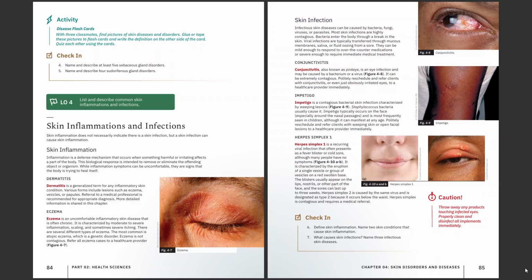Check in. Define skin inflammation. Name 2 skin conditions that cause skin inflammation. What causes skin infections? Name 3 infectious skin diseases.